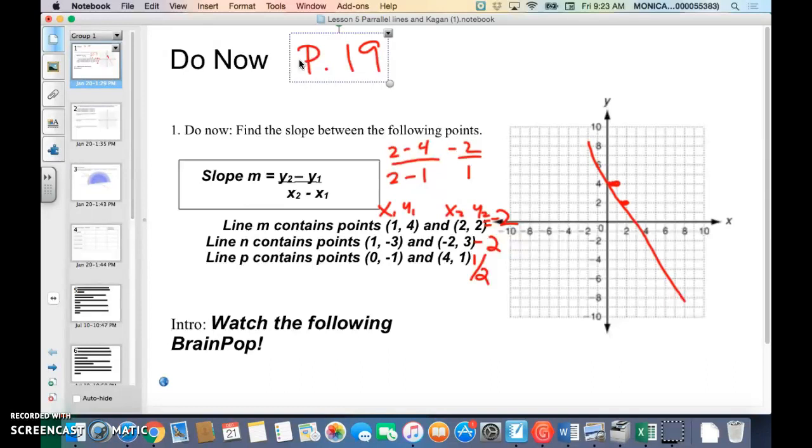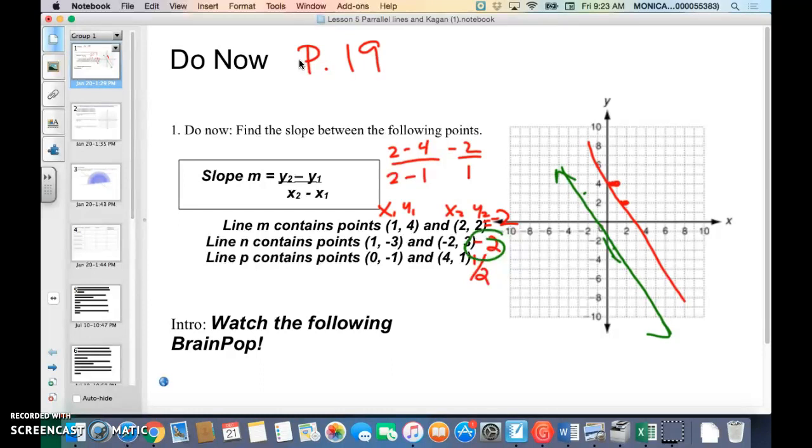This one here is at 1, negative 3, and then negative 2, 3 here. And what you'll notice is that these two lines are parallel. They have the same slope and they go on forever and they'll never ever touch.